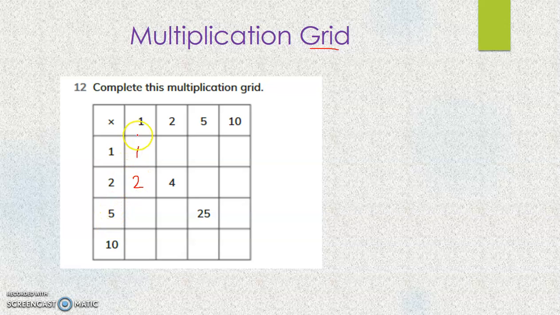2 × 1 = 2, 5 × 1 = 5, 10 × 1 = 10. Similarly here, 1 × 2 = 2, 1 × 5 = 5, 1 × 10 = 10. Similarly 2 × 1 = 2, 2 × 2 = 4, 2 × 5 = 10, 2 × 10 = 20.